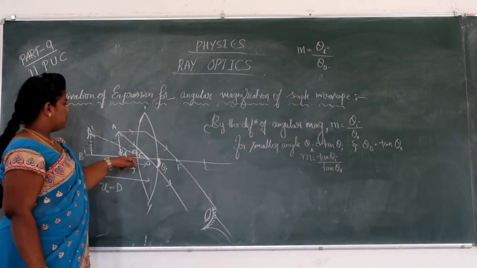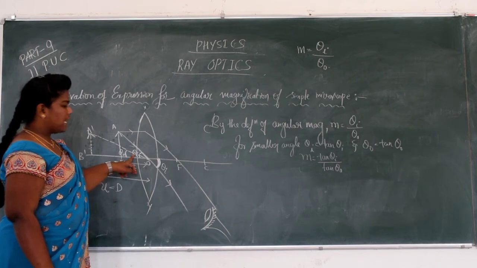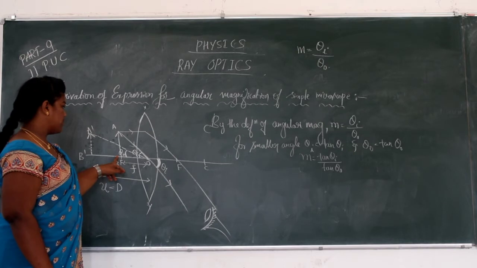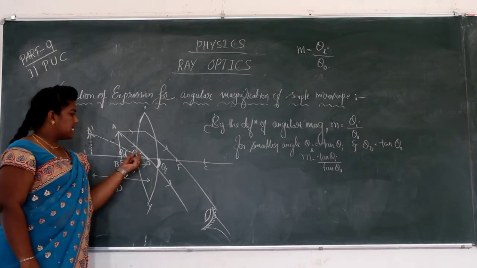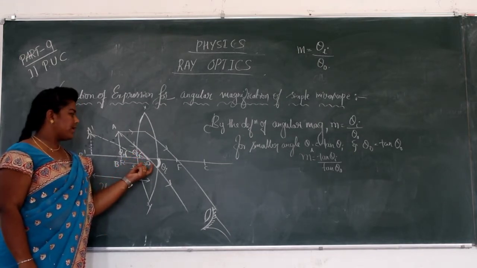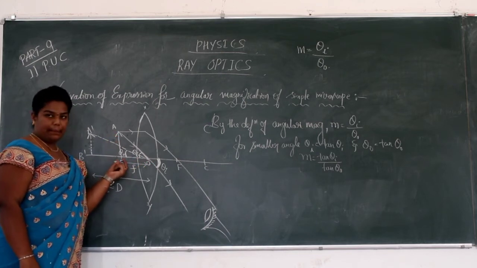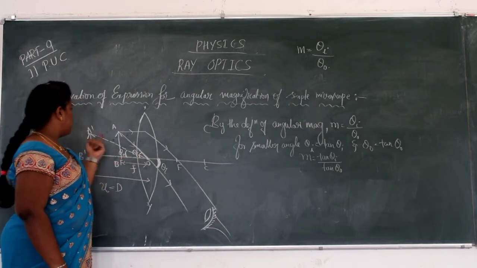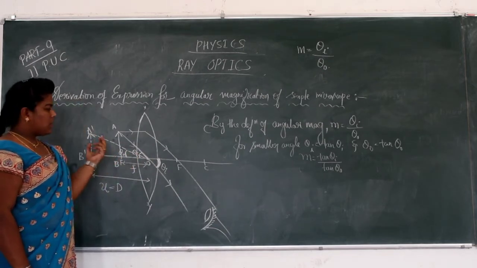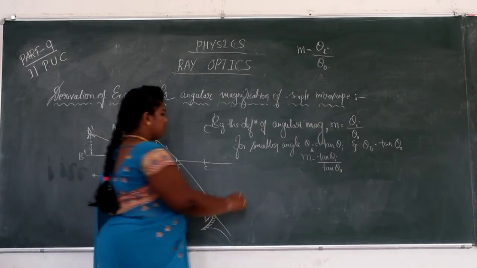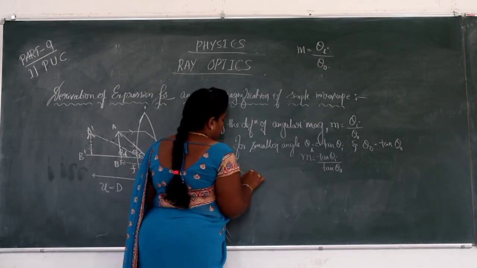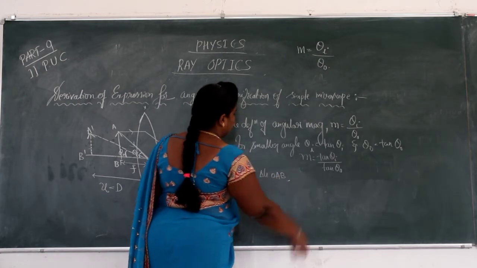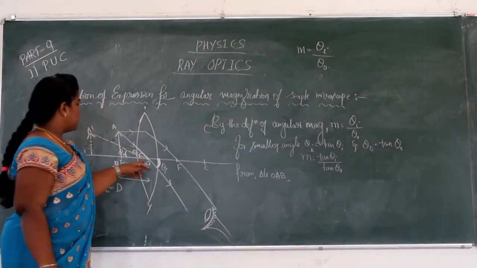I want to calculate the value of tan theta I and also the value of tan theta naught. So where is theta? Theta is here, in the triangle OAB. And where is theta naught? Theta naught is here, in the triangle OA dash B dash. So now let us consider the two triangles, starting from triangle OAB.